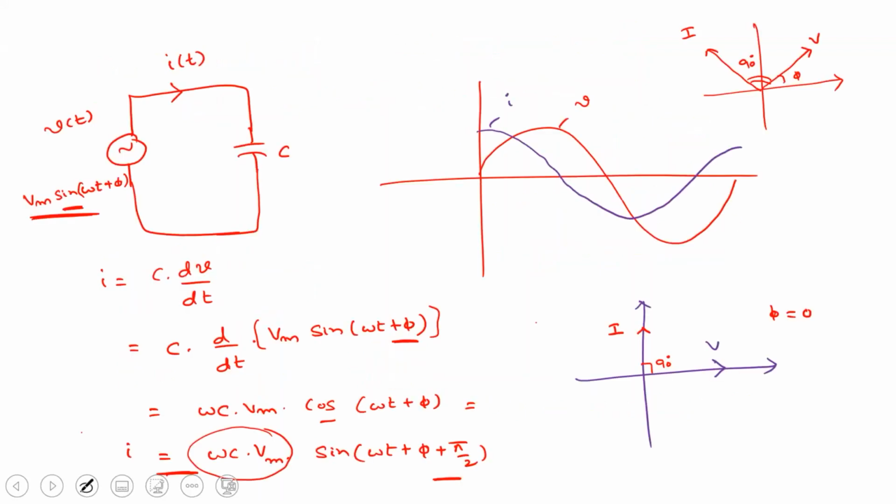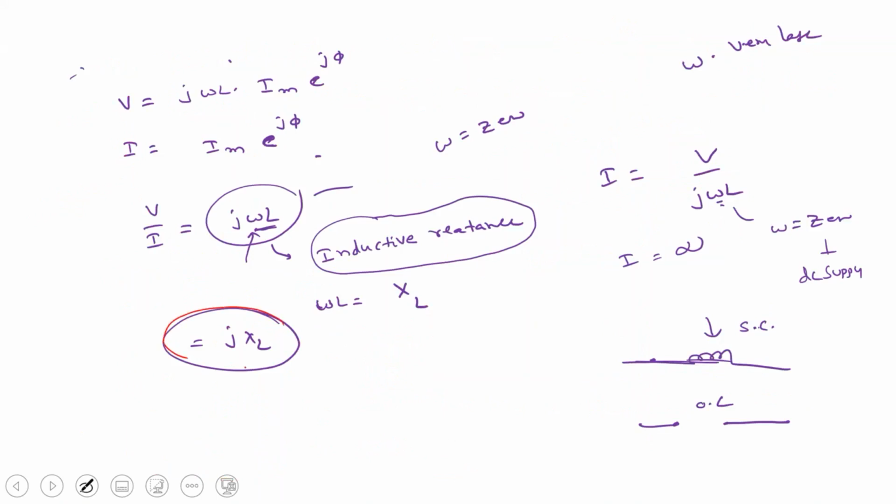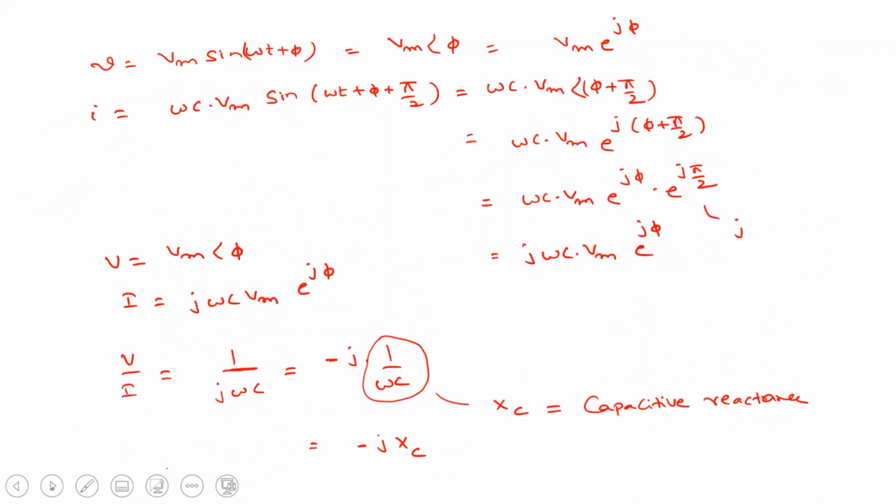In contrast with inductance, which is jXL, this one is minus jXC. This also depends on XC, and XC is 1 by omega C, right? So this depends on frequency f. Let us assume that omega equals 0, which means for a DC supply, the frequency is 0.